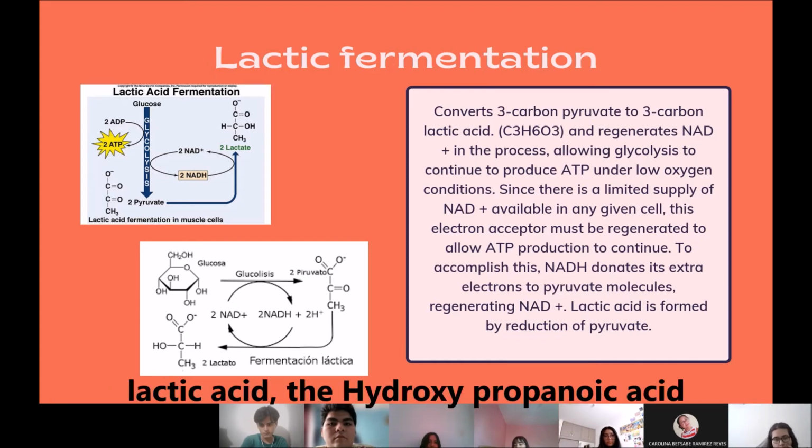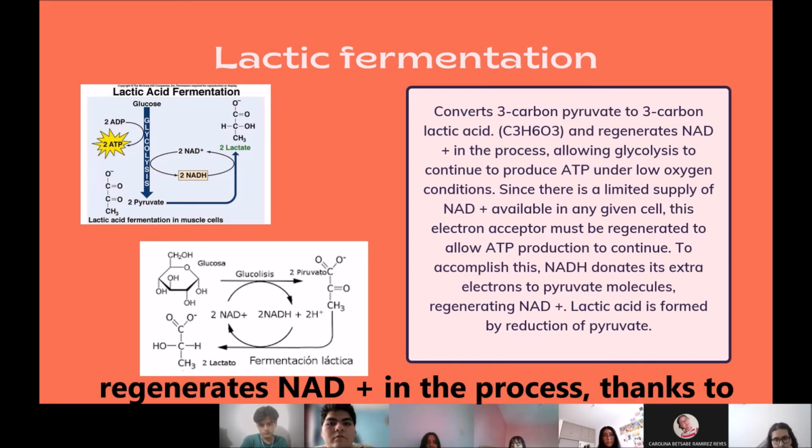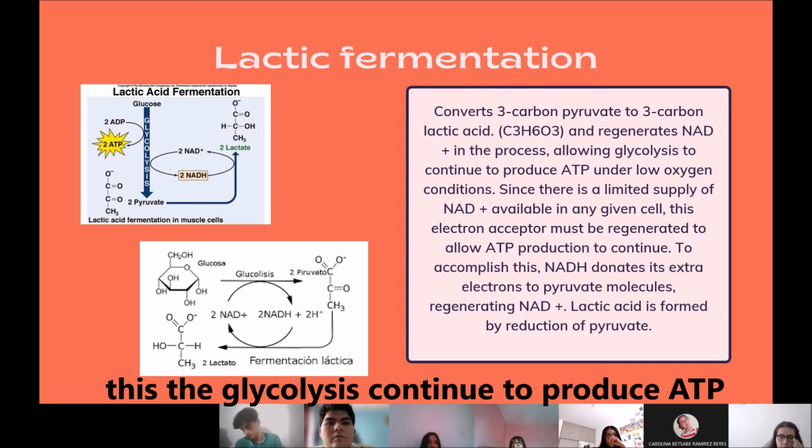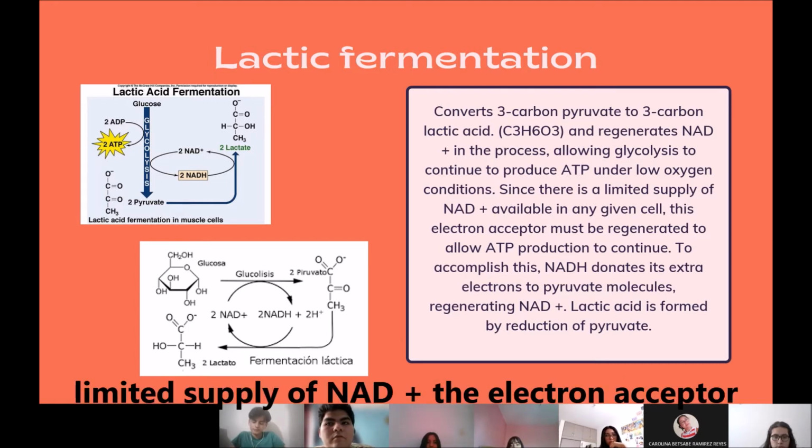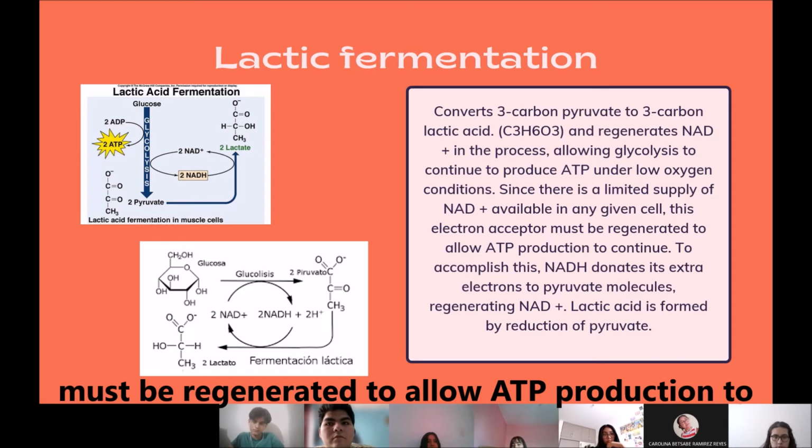The conversion regenerates NAD in the process. Thanks to this, glycolysis continues to produce ATP in low oxygen conditions. Since there is a limited supply of NAD, the electron acceptor must be regenerated to allow ATP production to continue.